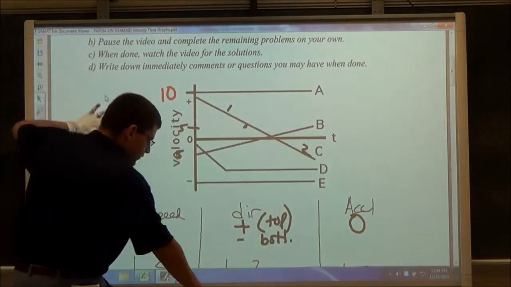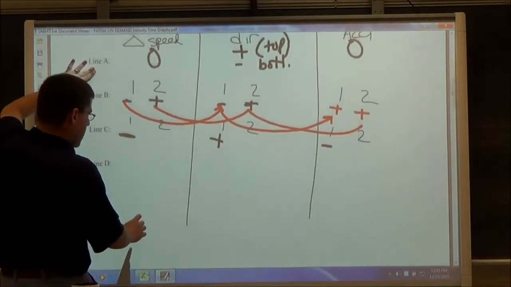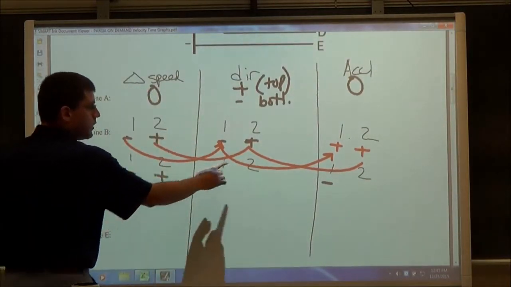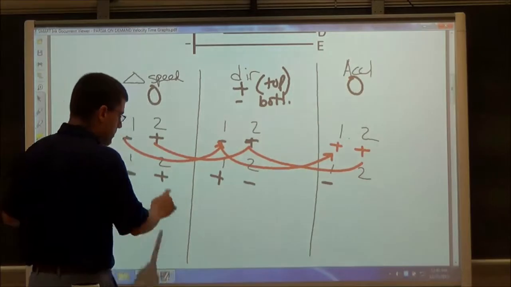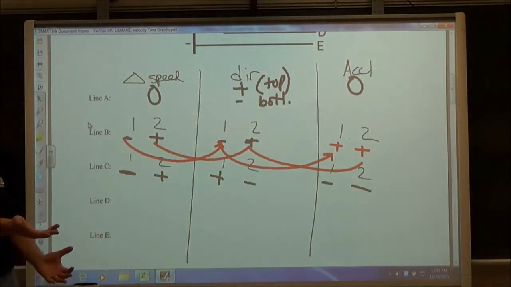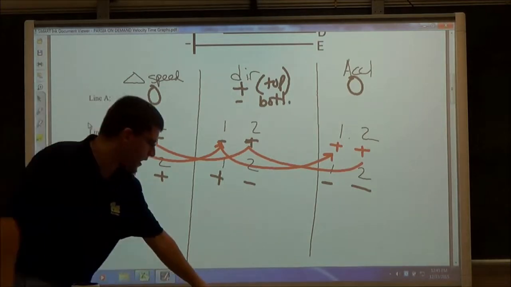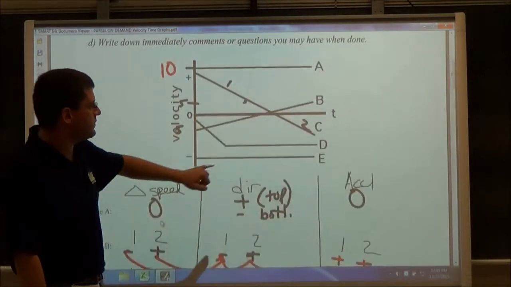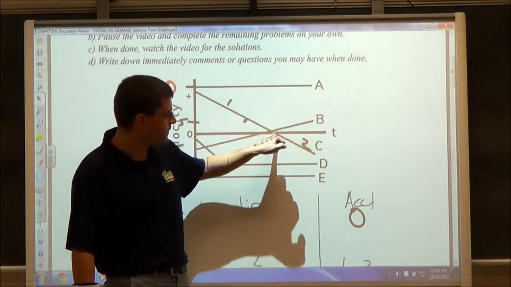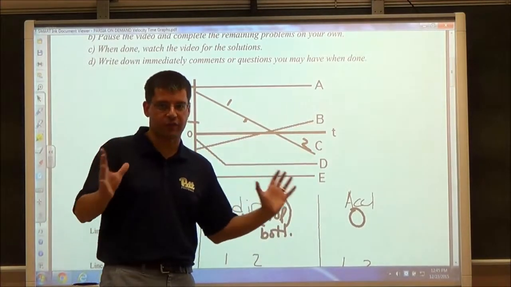So let's analyze this data, write it down. Now in line C, the second part, we're speeding up, negative direction. Positive times negative gives you a negative. Again, negative acceleration. And if you look back up again, we're trending downward to the right, showing a negative slope. So therefore, negative slope, negative acceleration.